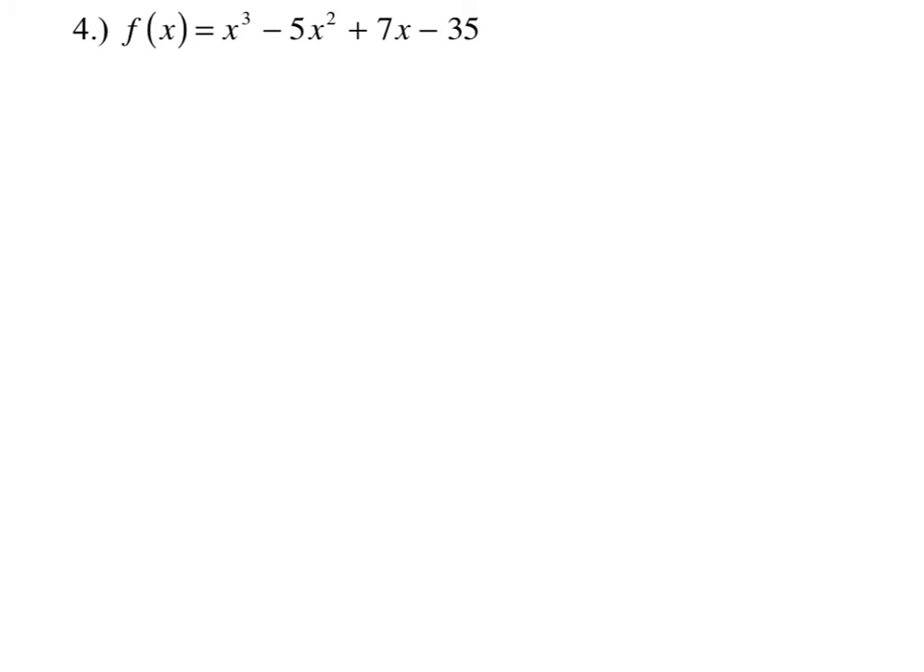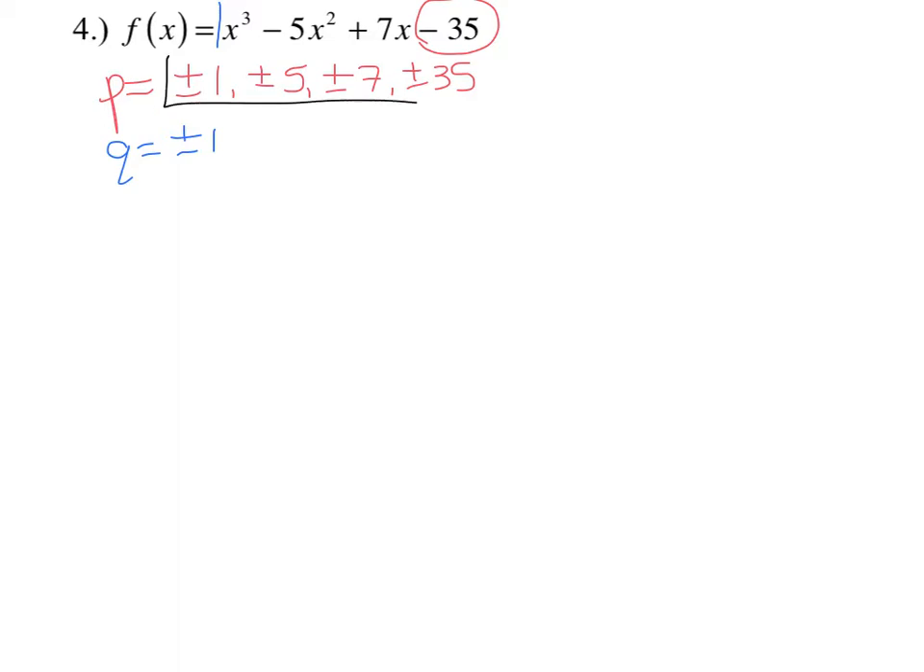Okay, on to our next example. So our constant is -35. So for p, the possible factors are plus or minus 1, plus or minus 5, plus or minus 7, and plus or minus 35. Again, the leading coefficient is 1. So the possibilities are 1 or -1. So that means that these are really my possible zeros, because dividing by plus or minus 1 would only change the sign, and we're considering all the positives and negatives already.